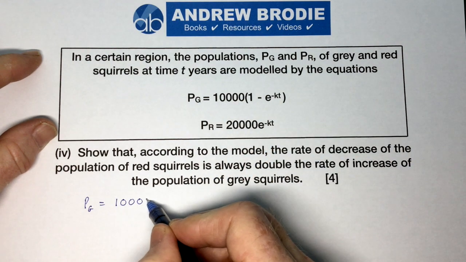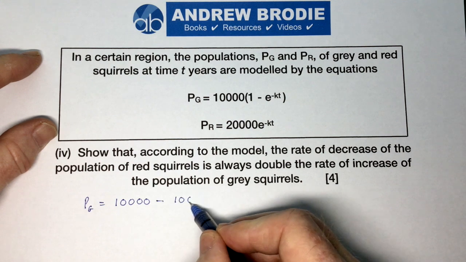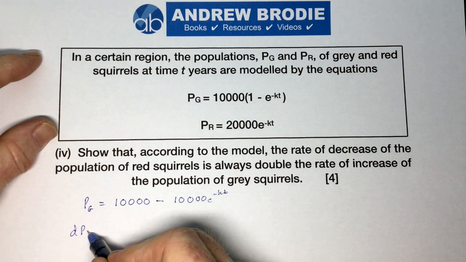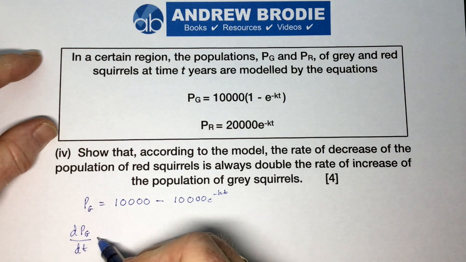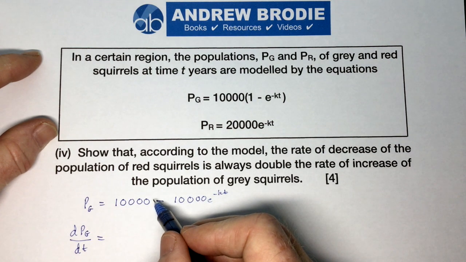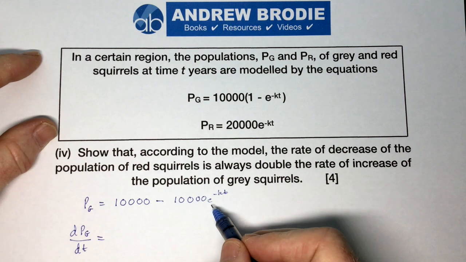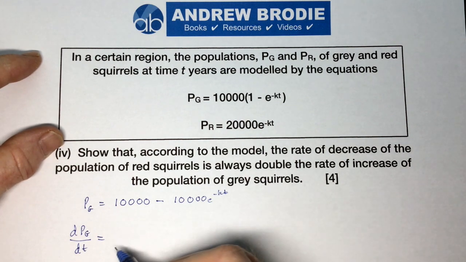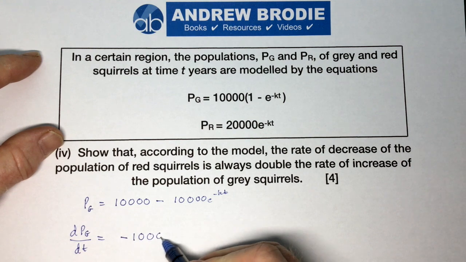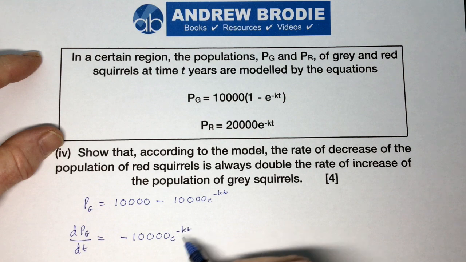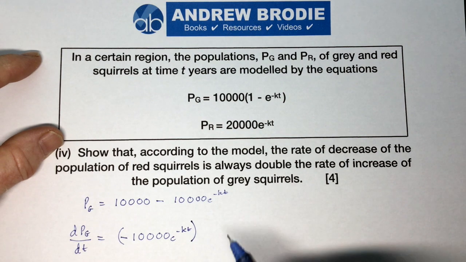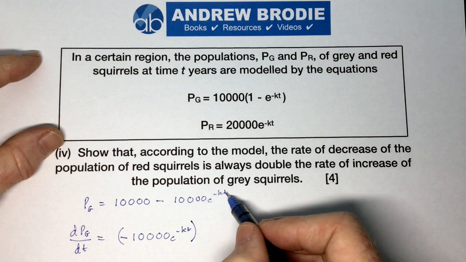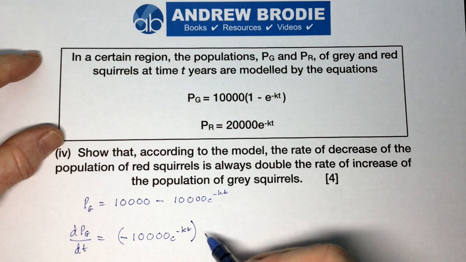So that's 10,000 minus 10,000 e to the minus kt. Now if we differentiate that, dPg over dt, that bit's going to go. And this bit, we're having to differentiate an expression with e in it. What you may remember from the chain rule is that we write the whole expression and then multiply it by the differential of that bit. So that differentiated in terms of t is simply minus k.